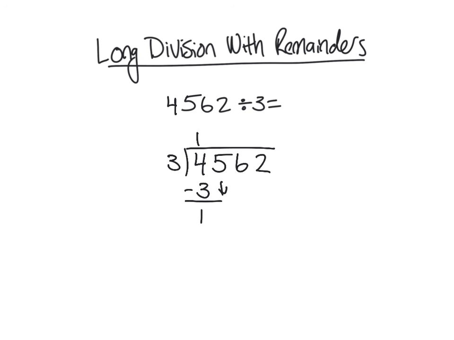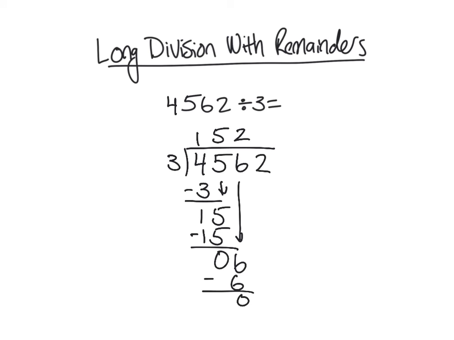I bring down the 5, and I have 15 here. So now how many times does 3 go into 15? 3 goes into 15 5 times. So I put a 5 up above the 5. 3 times 5 is 15, so I subtract 15. I put a 0 because 15 minus 15 is 0. And then I bring down the 6. 3 goes into 6 2 times. I put a 2 above the 6 and subtract 6 from 6. 6 minus 6 is 0.